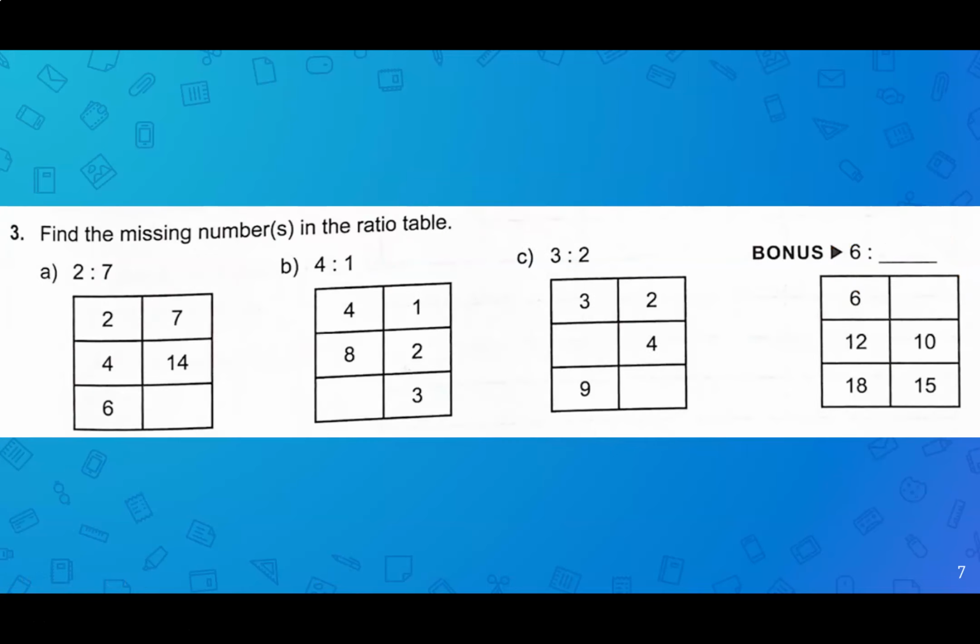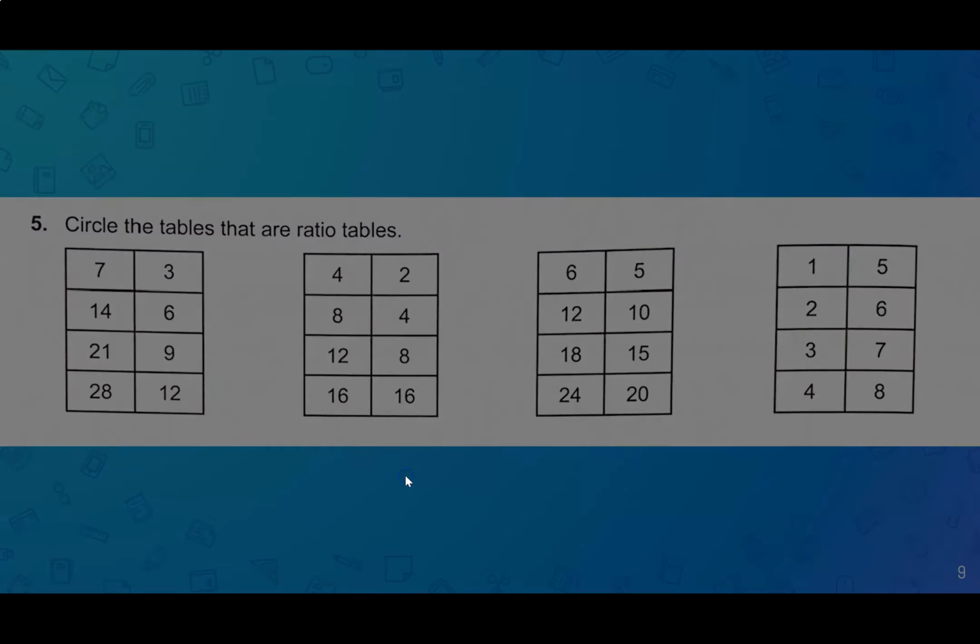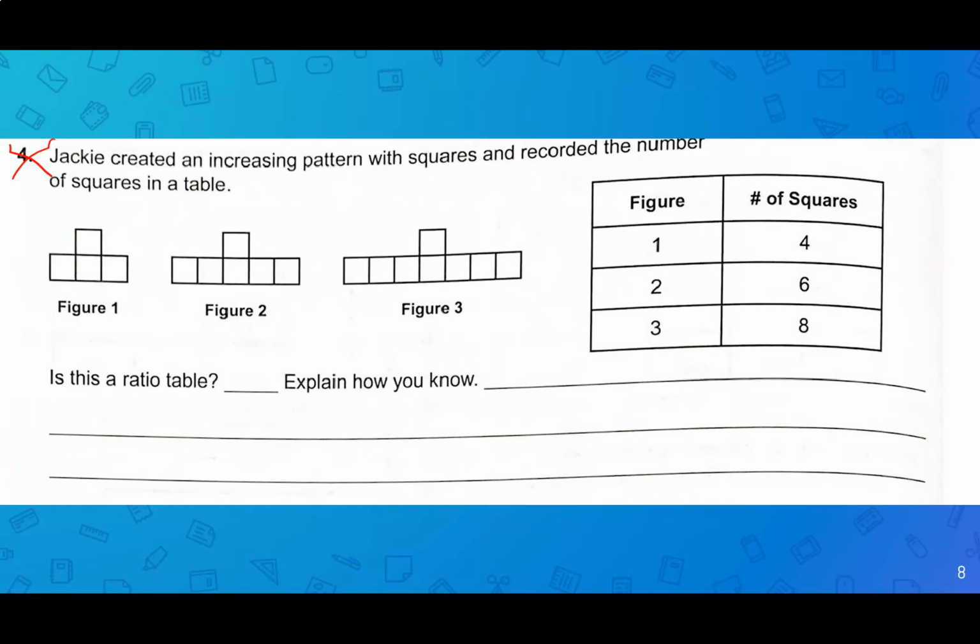Question 3 says, find the missing number or numbers in the ratio table. 3A has a ratio of 2 to 7. You can solve these questions by either skip counting or with multiplication. In A, we can see that the first column is increasing by 2. 2, 4, 6. The second column is going up by 7s. 7, 14, 21. Please try B, C, and the bonus on your own. You may cross out question 4.